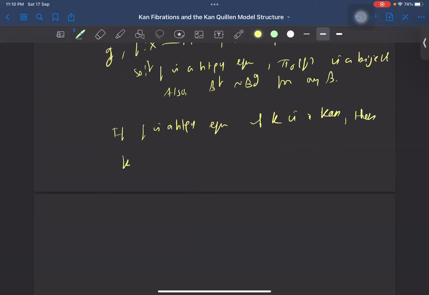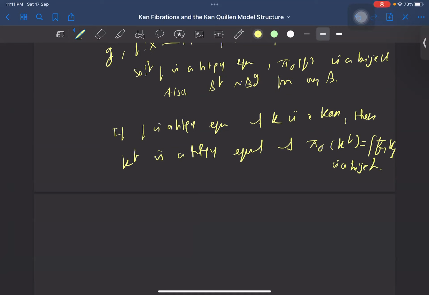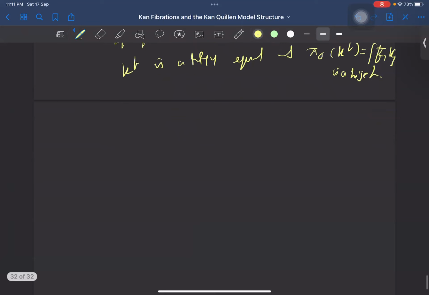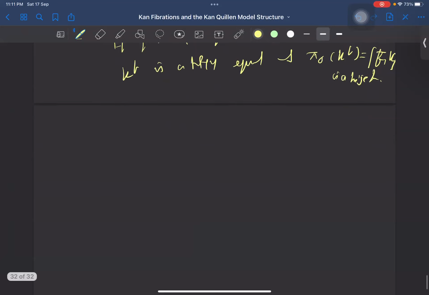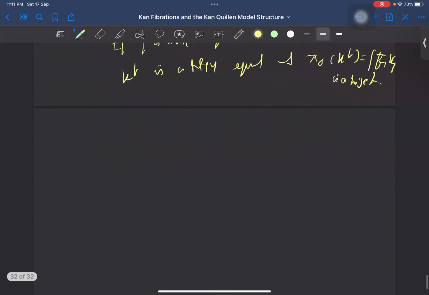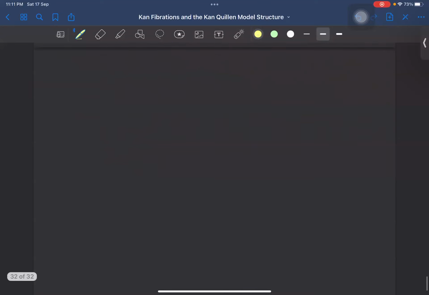then this is a homotopy equivalence, and this is a bijection. Right. So F is a weak equivalence. So yeah, we can show that an acyclic fibration is a weak equivalence, but we won't get to that.